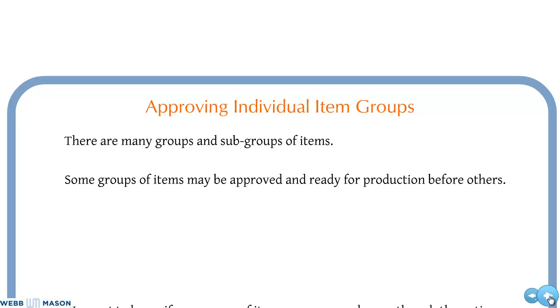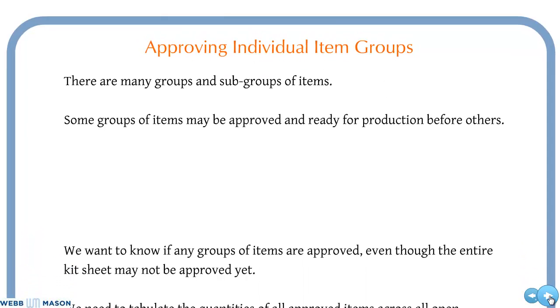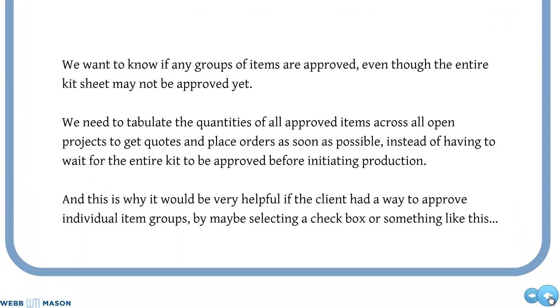There are many groups and subgroups of items. Some groups of items may be approved and ready for production before others. And we want to know if any group of items are approved, even though the entire kit sheet may not be approved yet. We need to tabulate the quantities of all approved items across all open projects to get quotes and then place orders as soon as possible, instead of having to wait for the entire kit to be approved before initiating production. And this is why it would be very helpful if the client had a way to approve individual item groups by maybe selecting a checkbox or something like this.